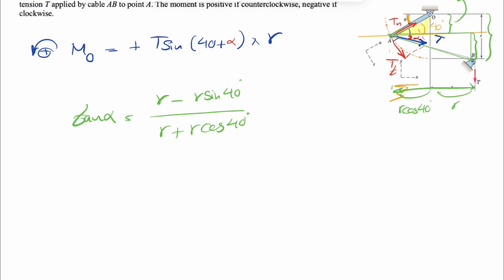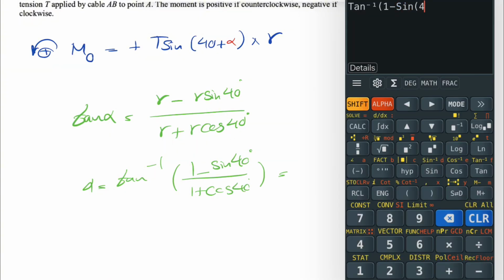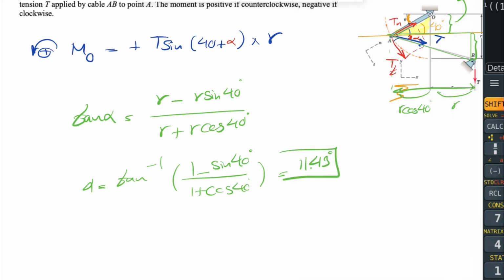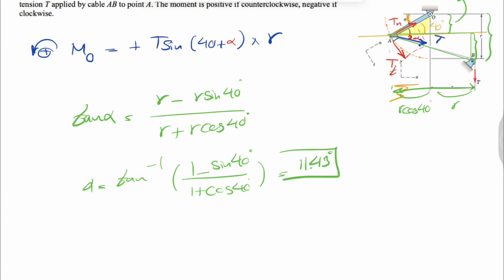So now we can find alpha, which would be tangent inverse of, we can factor R in the numerator and denominator. So we're going to have 1 minus sine of 40 degrees over 1 plus cosine of 40 degrees. 1 minus sine of 40 divided by 1 plus cosine of 40. So our angle would be 11.43 degrees. And that's pretty much it.